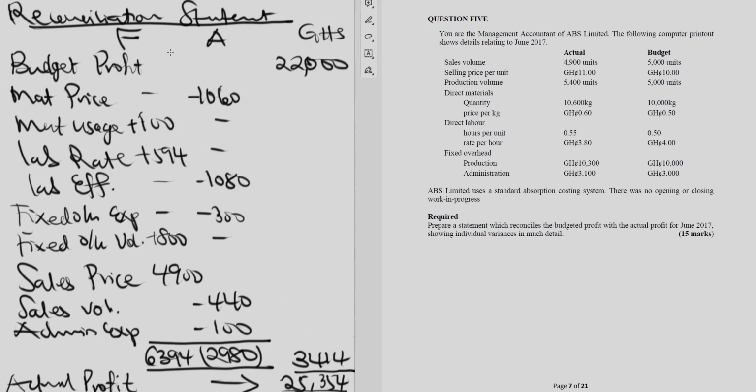Make sure you practice again, try your hands on these variances. And then when you get such a question, you can deal with it. Okay, so we'll be doing more and more as we go along. And I'll see you in the subsequent sessions.